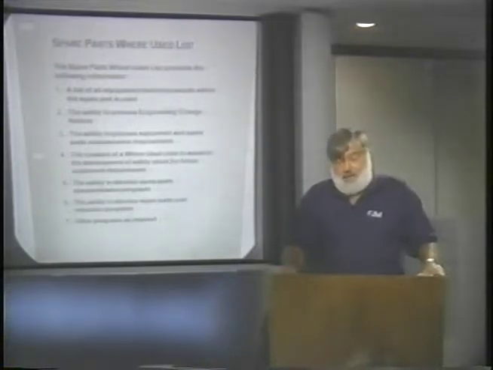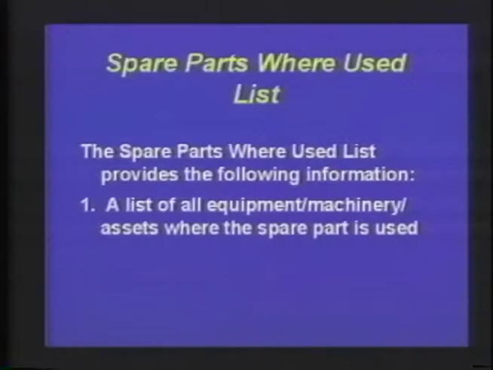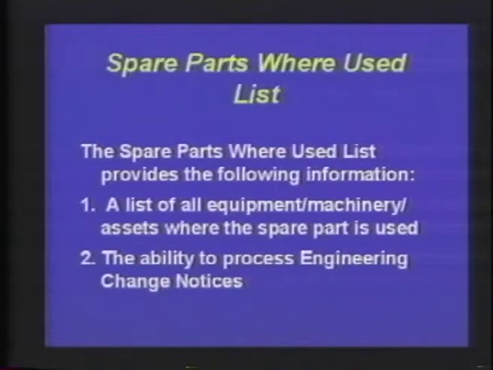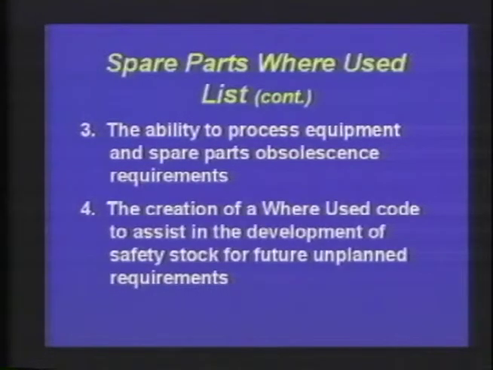On page 33, we're talking about the procedure for obsolescence. We want, starting off with 1, a list of the equipment assets where the spare part is used. We want the ability to process engineering change notices if an engineering change may be required. We want the ability to process equipment and spare parts obsolescence requirements. See, these are all byproducts of a spare parts where used list. The creation of a where used code.